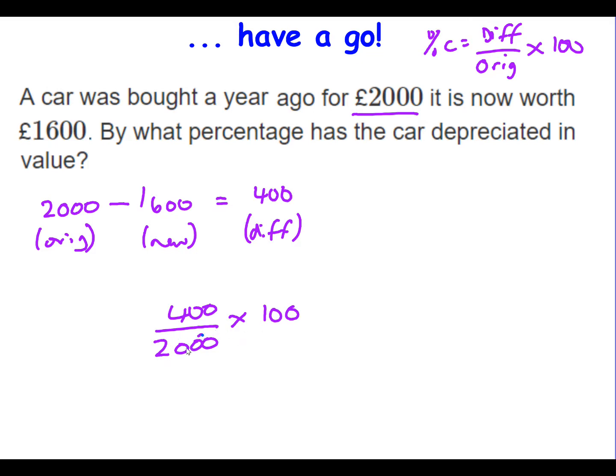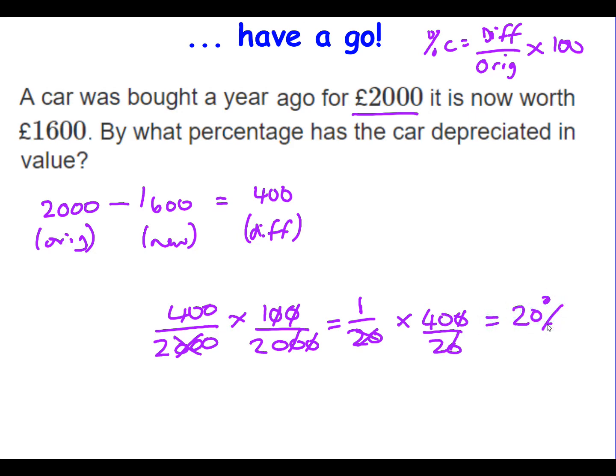In this case, you could move the denominator over here and cancel the zeros. So if you wanted to rewrite it, it is 1/20 of 400. That's what's left once we've cancelled everything out. We know how to work out a fraction of an amount. So 40 divided by 2 is 20. So what percentage is the car depreciated by? It's depreciated by 20%.